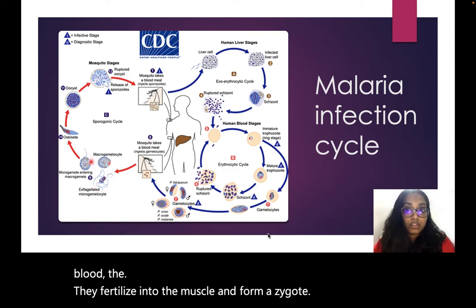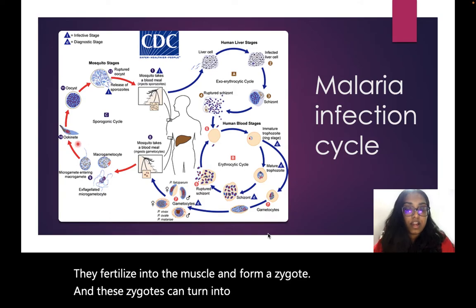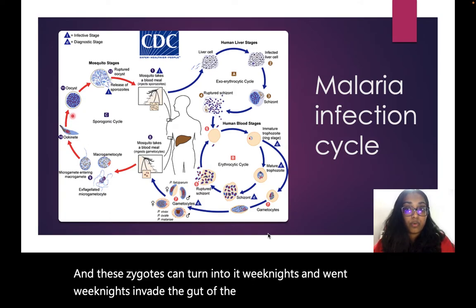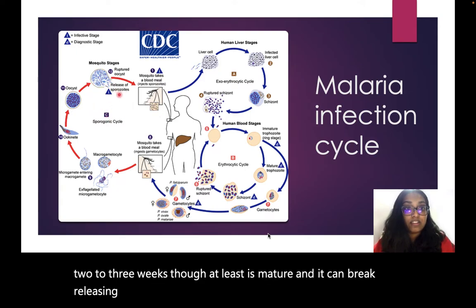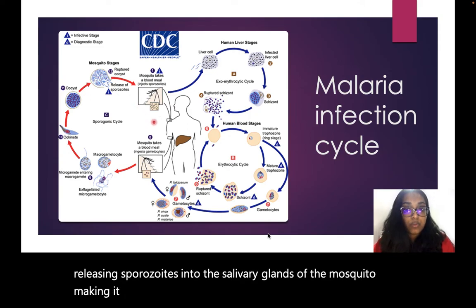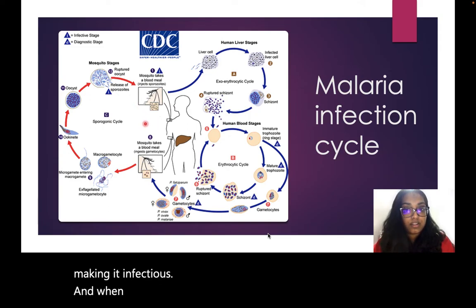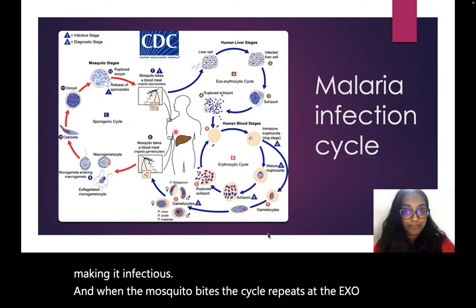And these zygotes can turn into ookinetes. And when ookinetes invade the gut of the mosquito, they form oocysts. After 2 to 3 weeks, the oocyst is mature, and it can break, releasing sporozoites into the salivary glands of the mosquito, making it infectious. And when this mosquito bites a human, the cycle repeats at the exoerythrocytic cycle again.